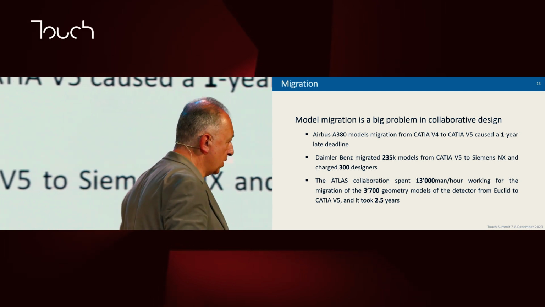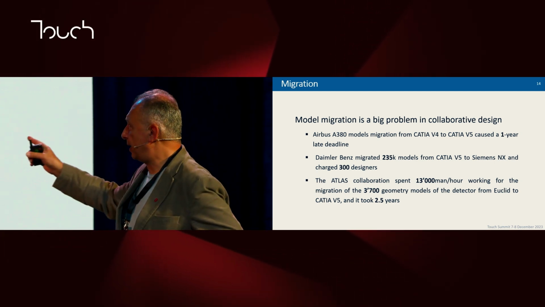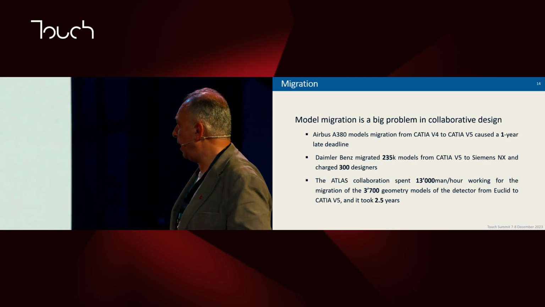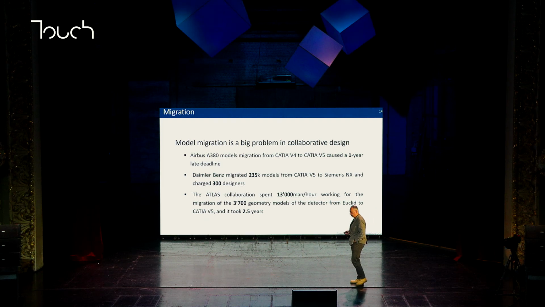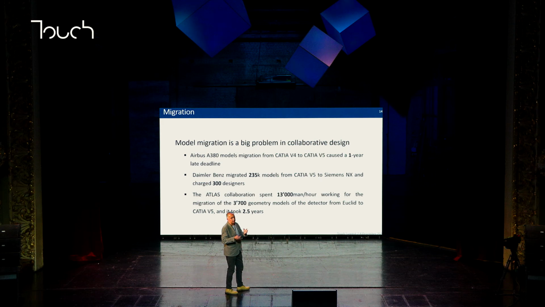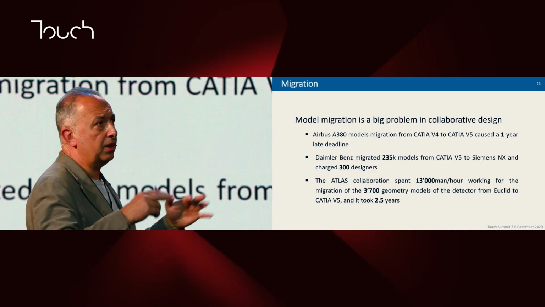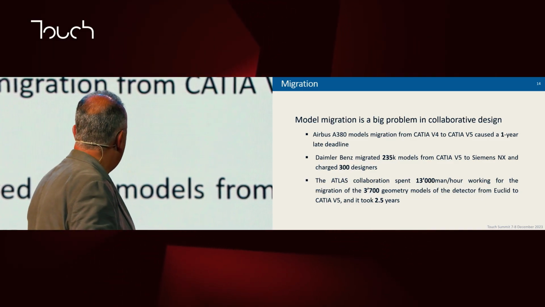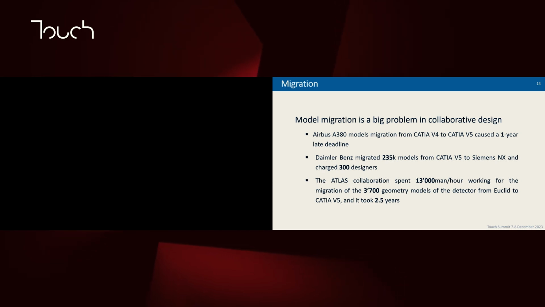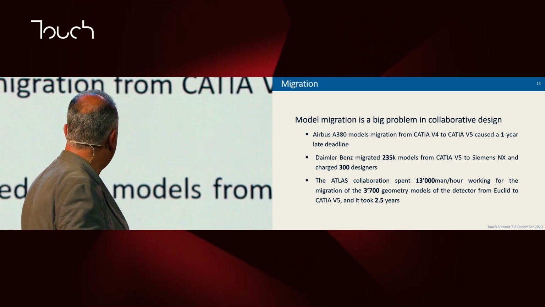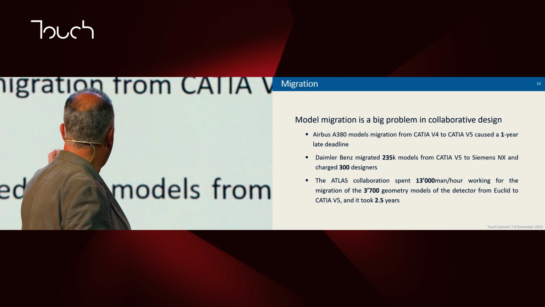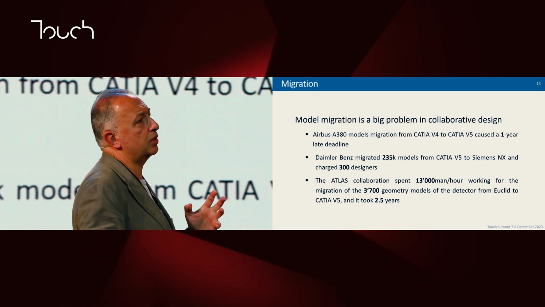And you see some case studies here. For example, the one study about the Airbus A380: the production of this airplane was postponed for 1 year because of the migration process, because the models were migrated from CATIA V4 to CATIA V5. It's the same platform with different versions, but it costs huge work. And Daimler-Benz, for example, spent 255,000 models and involved 300 designers to make the migration.